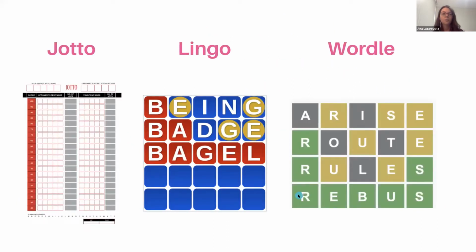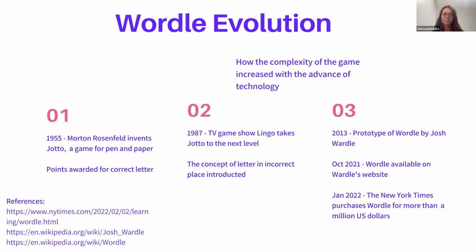You can see Jotto here. It was played with pen and paper, no technology much, but 2 players had to guess each other's 5-letter secret word in 20 attempts. A player got 1 point for each letter from the guessed word that appeared in the other player's secret word. Previous slide, please. So yeah.